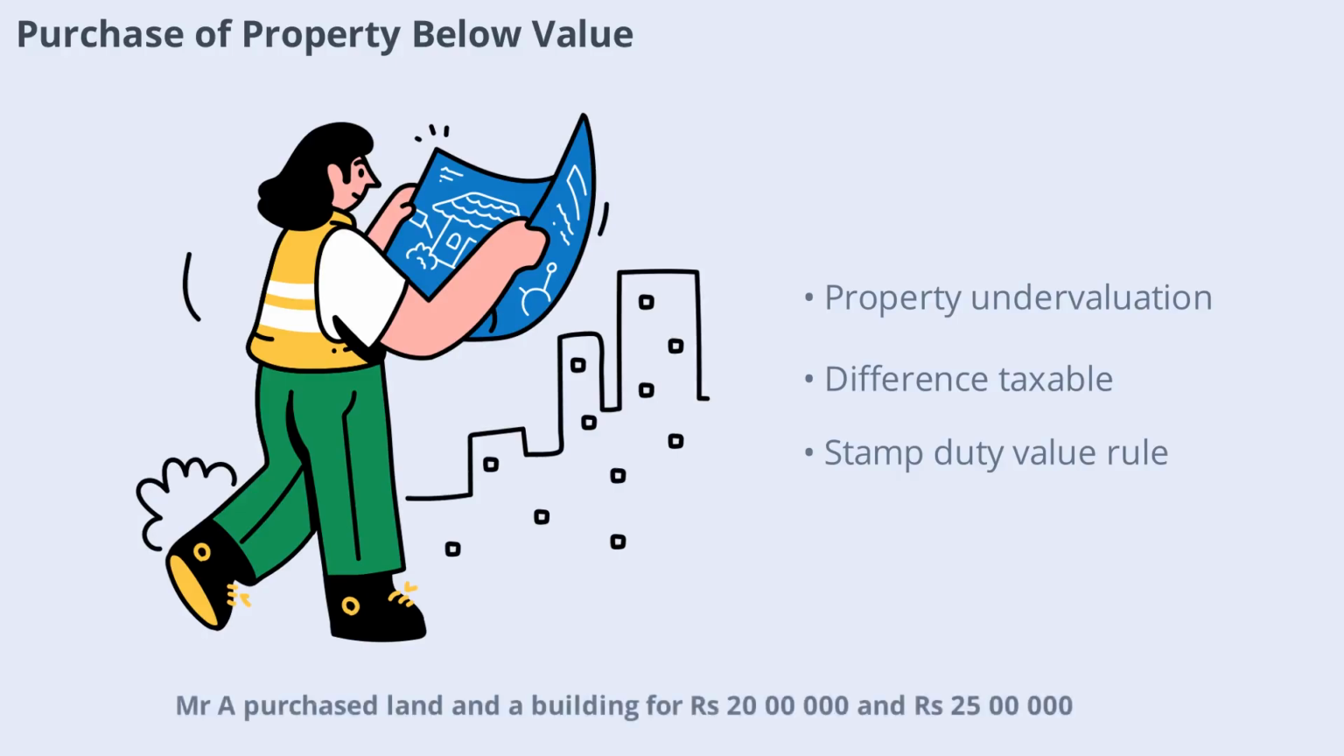Mr. A purchased land and a building for Rs. 2 million and Rs. 2,500,000, while the stamp duty values were Rs. 2,040,000 and Rs. 2,600,000 respectively. Since the purchase price of the building is less than the stamp duty value by Rs. 100,000, this difference is treated as a taxable gift under income from other sources.